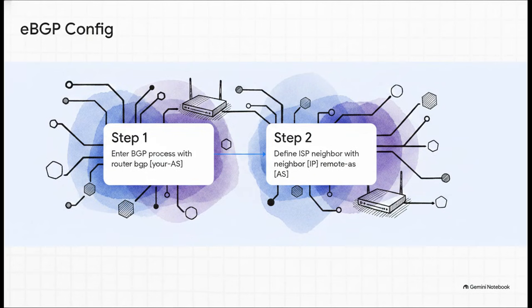All right, you are at the global configuration prompt. Step 1. Typing router BGP followed by your AS number drops you straight into the routing process. Step 2, you define your ISP neighbor with their IP and their remote AS. And here's a brilliant piece of logic straight from Chapter 13. Because the remote AS you just typed is different from your own, the router instantly knows, this is an external BGP connection. Literally 2 lines of code, and you've reached across the internet.